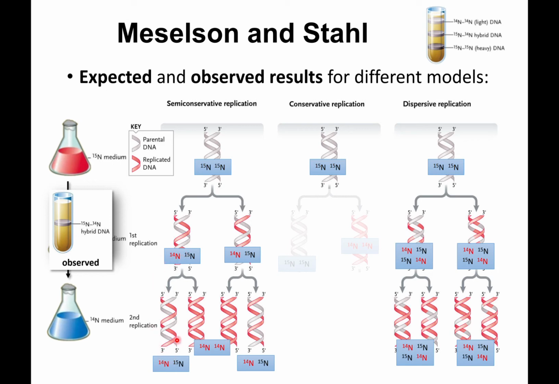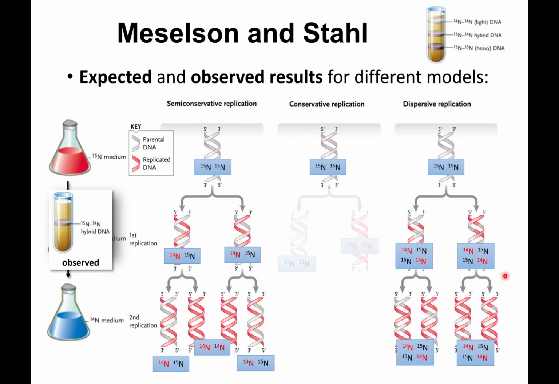So two of them with a weight that should be intermediate, between N15 and N14, and the other two should be completely containing N14 DNA. So you would expect to get two bands, an intermediate one, and a very light band. You should not get N15 anymore.